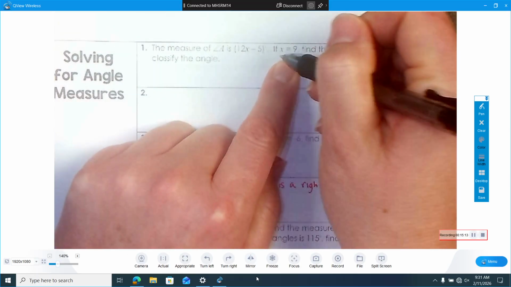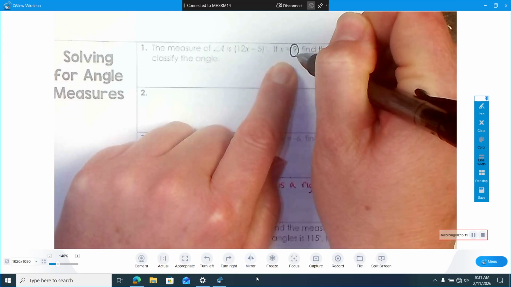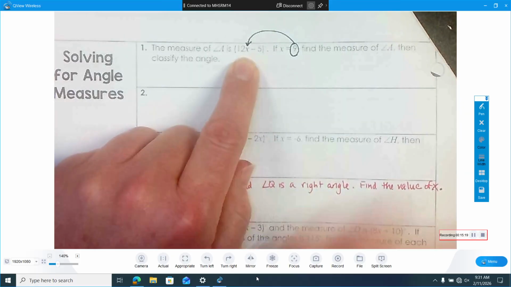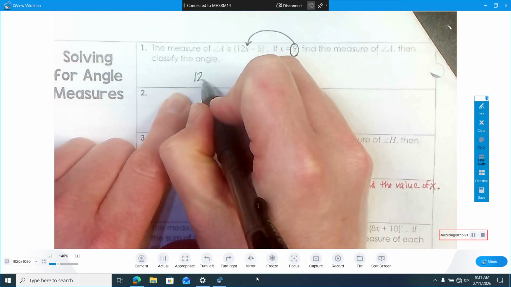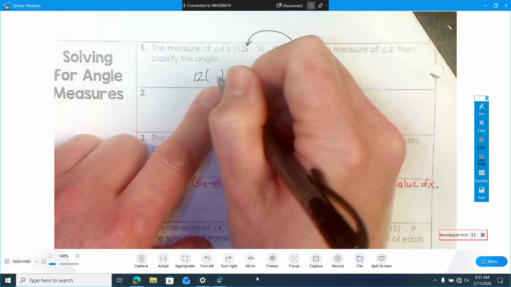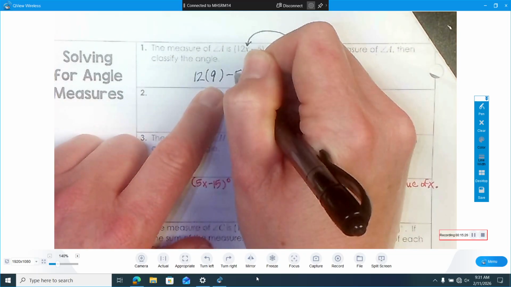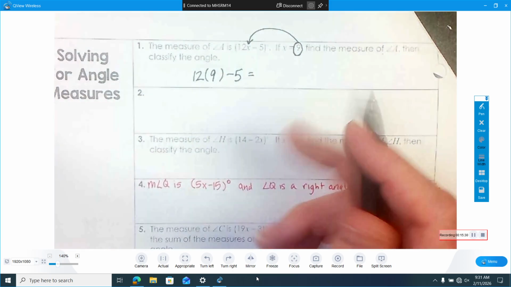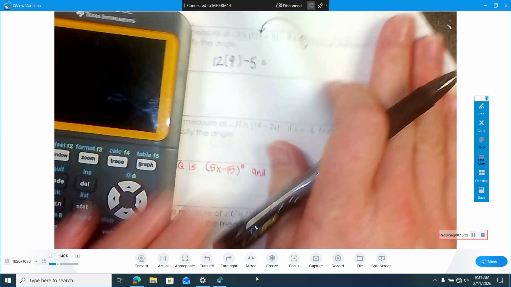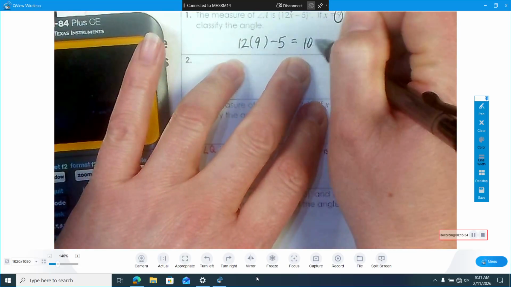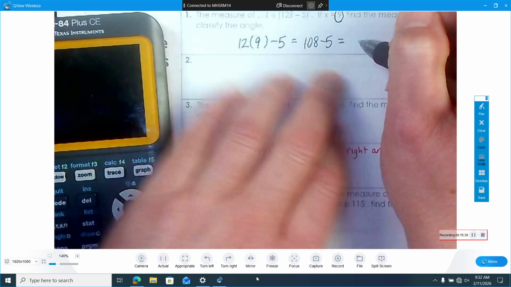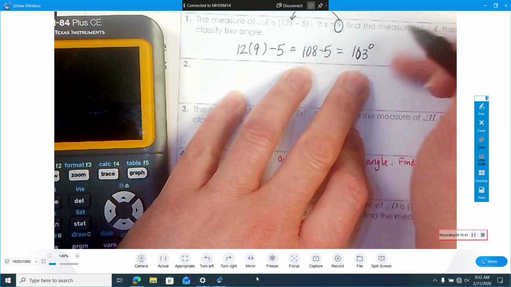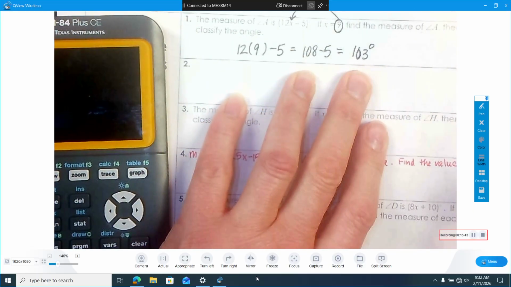Always. X equals 9. So I have a number for x, and it wants me to plug it in. And so I can do 12, and we're going to plug in the 9. So I'm going to use my parentheses, minus 5. What is 12 times 9? That's right. 108 minus 5 is 103 degrees. That is the measure of angle A.